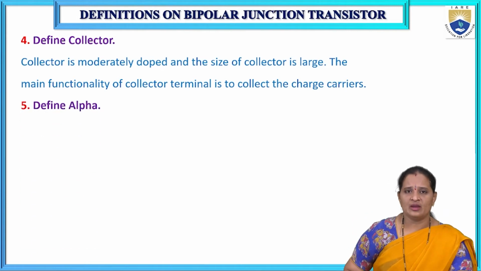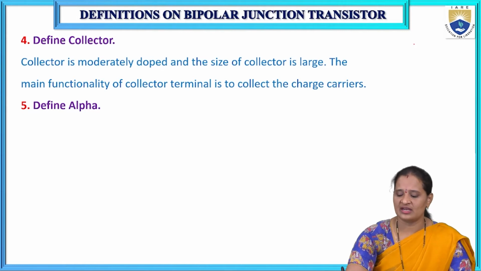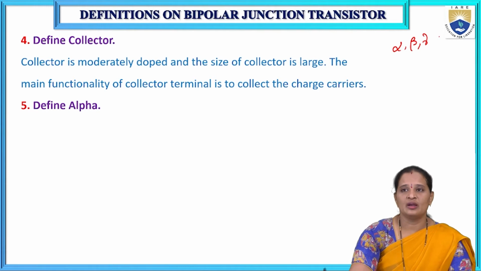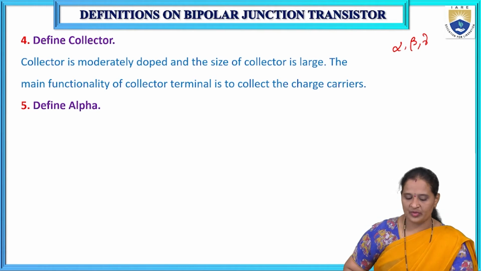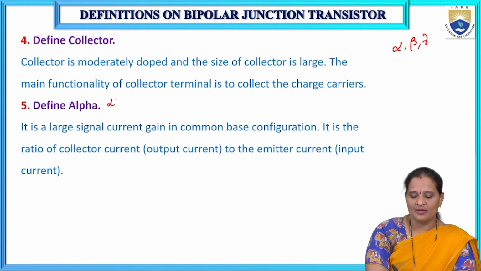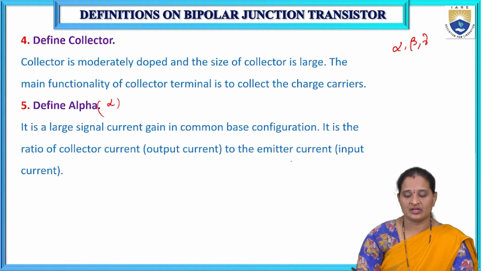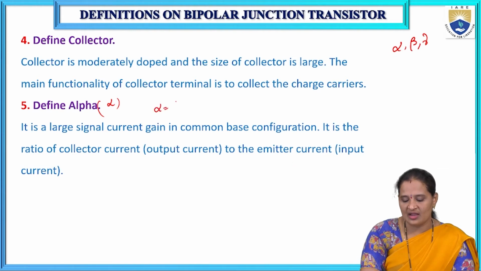Now coming to the amplification factors. For a transistor, we have three types of amplification factors: alpha, beta, gamma. What is alpha? Alpha is the large signal current gain in common base configuration. It is defined as the ratio of collector current to the emitter current. That means alpha is defined by IC by IE.